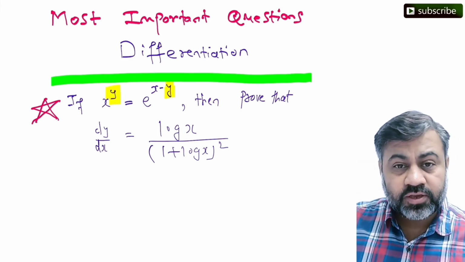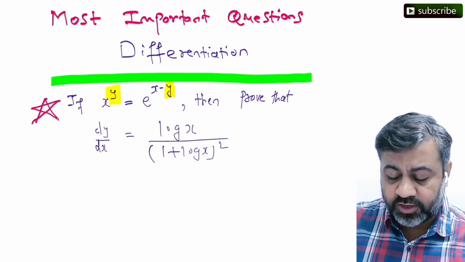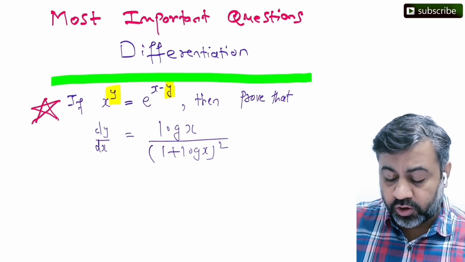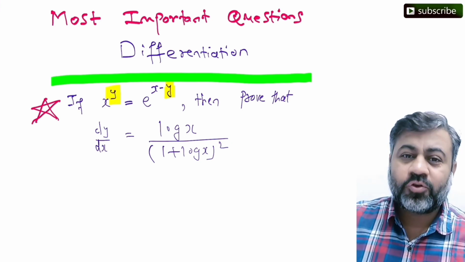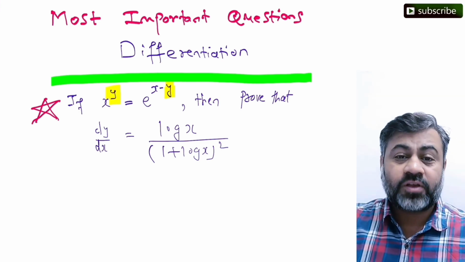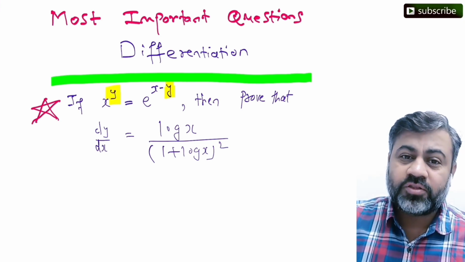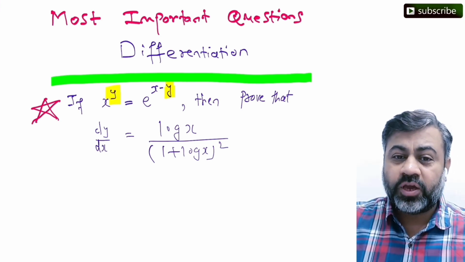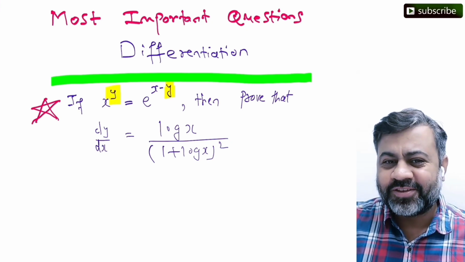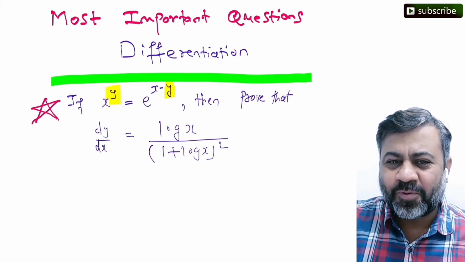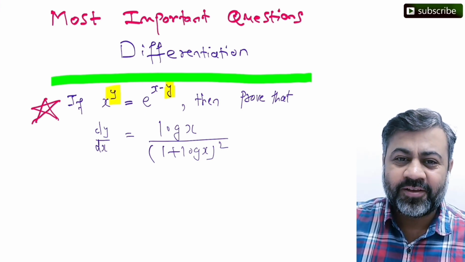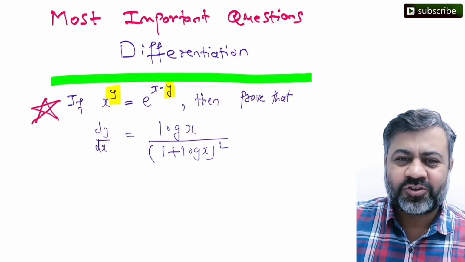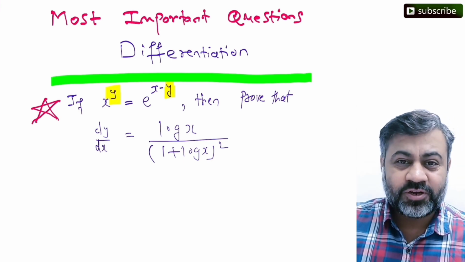So my question here is, if x power y equal to e power x minus y, prove that dy by dx is log x by (1 plus log x) the whole square. But when you see this question, you see two y's. So you realize that either I take all the dy by dx together, or I somehow convert this implicit function question to an explicit function question. Now the most important thing from the teacher's point of view is whether you are capable of converting implicit function to explicit function or not. So I'll be taking a couple of such questions in today's session.